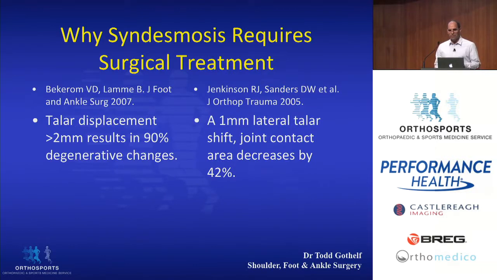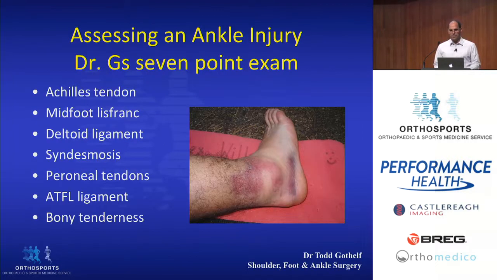So if you look at some recent literature, we do know that if you leave an ankle slightly shifted, it's going to affect the ankle and be detrimental in the future. So if there is talar displacement of greater than 2 millimeters, this results in 90% degenerative changes. And also if there's a 1 millimeter lateral shift of the talus, the joint contact area decreases by 42%. So it's quite important to make sure the ankle heals anatomically, and that's the hard part.